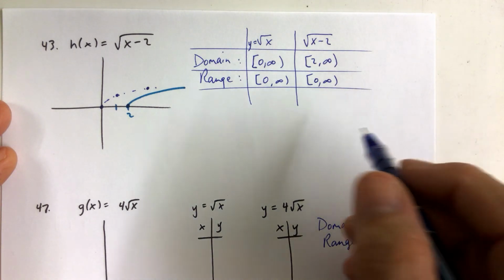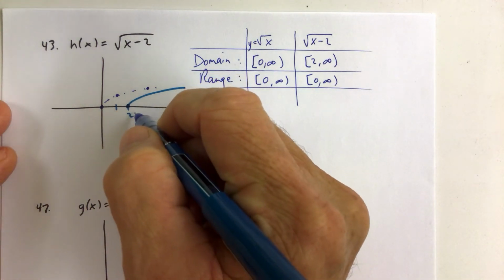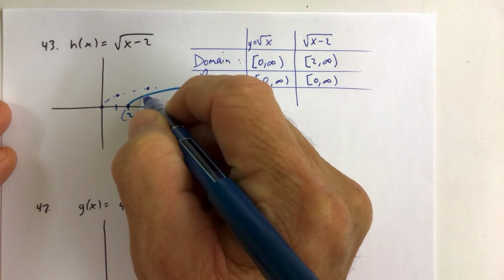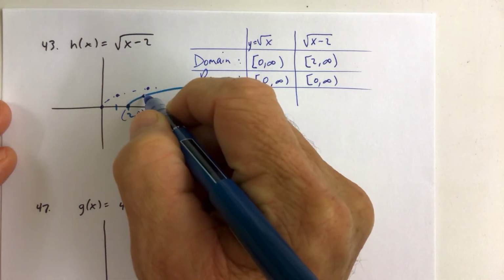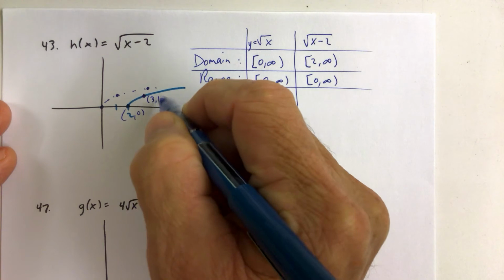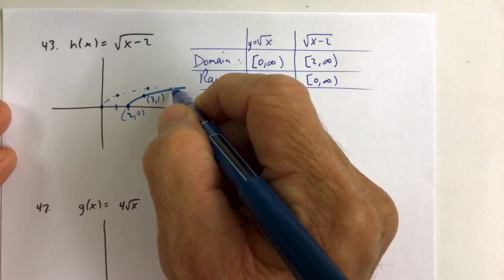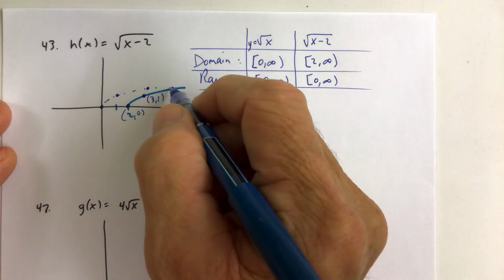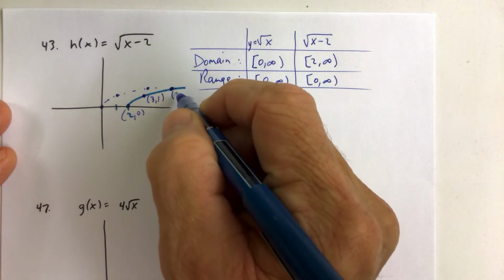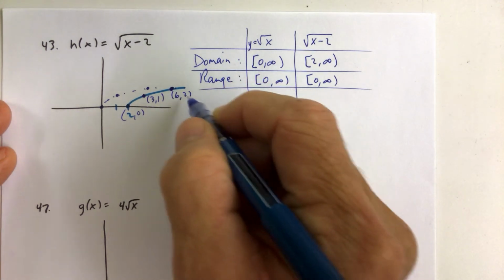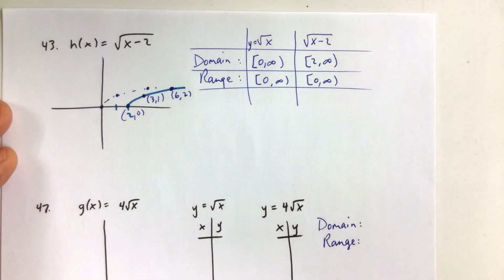And the 3 key points here would be 2, 0, 3, 1. So 1, 1 becomes 3, 1. And 4, 2, since we moved it to the right 2, becomes 6, 2. And that's it for that one.